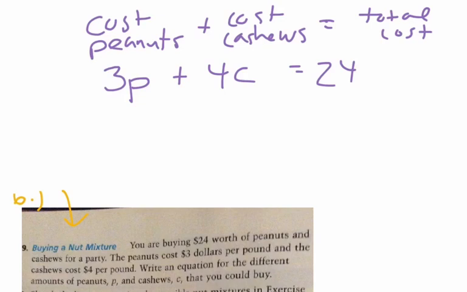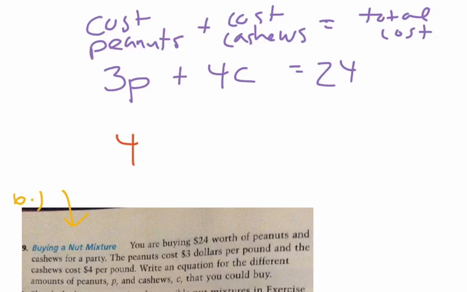And then the last one are nuts for our party that we're having. So we're having hamburgers, hot dogs, and then cashews. So the cost of the peanuts plus the cost of the cashews will give you the total cost. $3 per pound times the number of pounds of peanuts, plus $4 per pound times the number of pounds of cashews, and that's got to equal 24. And so you should have 3p plus 4c equals 24.